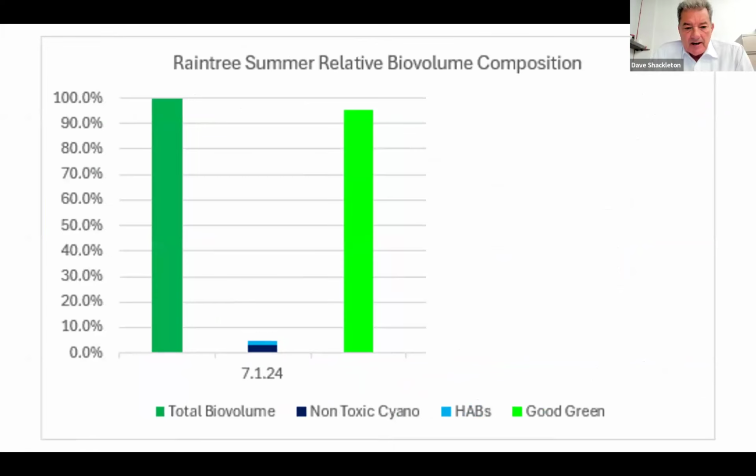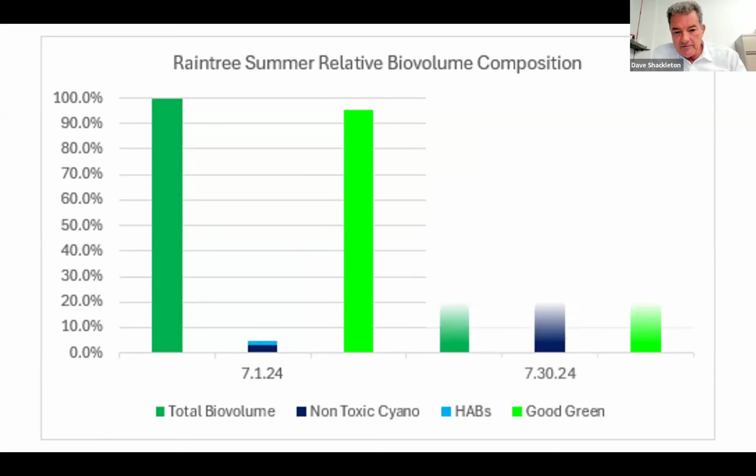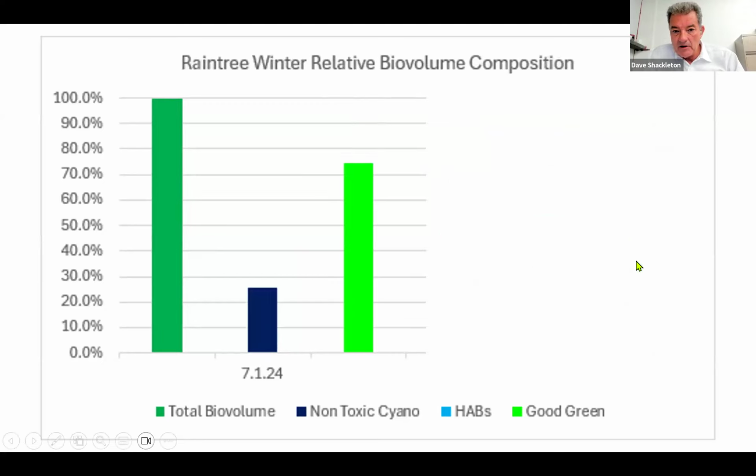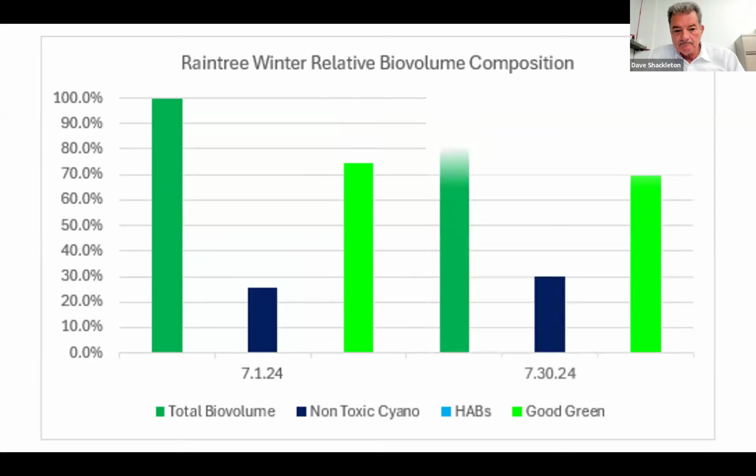If we look at Summer Lake, this was the situation at the beginning of July. Of the total amount of algae, only a small amount was cyanobacteria, non-toxin cyanobacteria, and an even smaller amount was potentially toxin producing. So not a situation for concern. However, by the end of July, the amount of cyanobacteria has significantly increased there, and to the detriment, obviously, of the good green beneficial algae. In Winter Lake, not too much of a change, pretty static, slightly worse, but not significant.